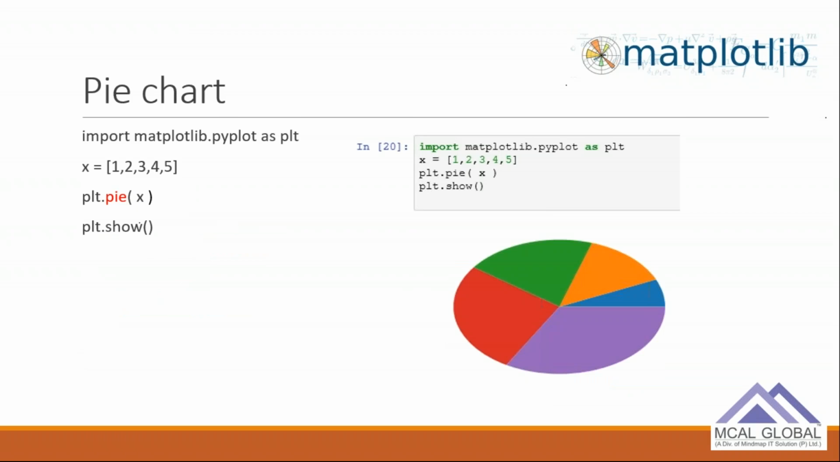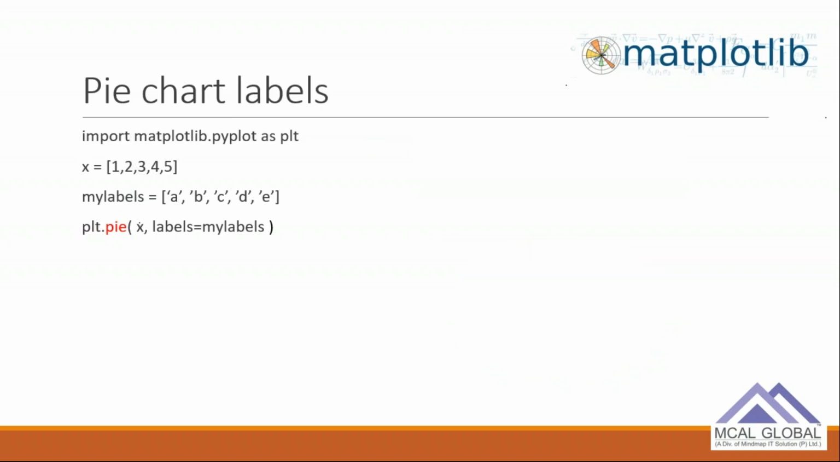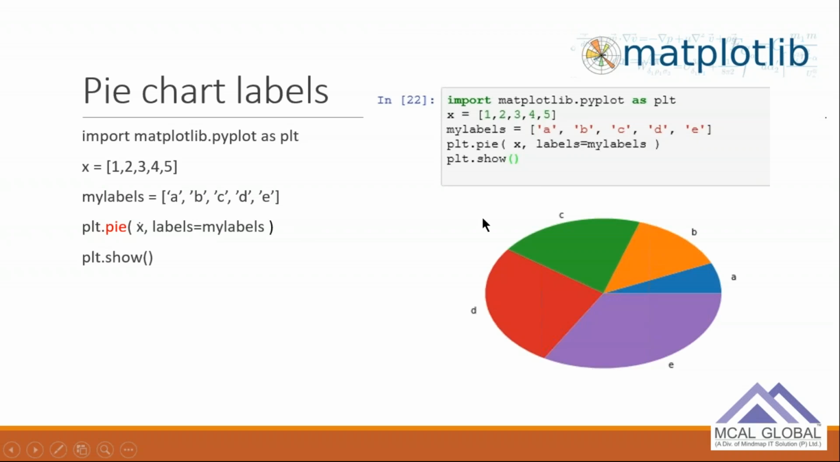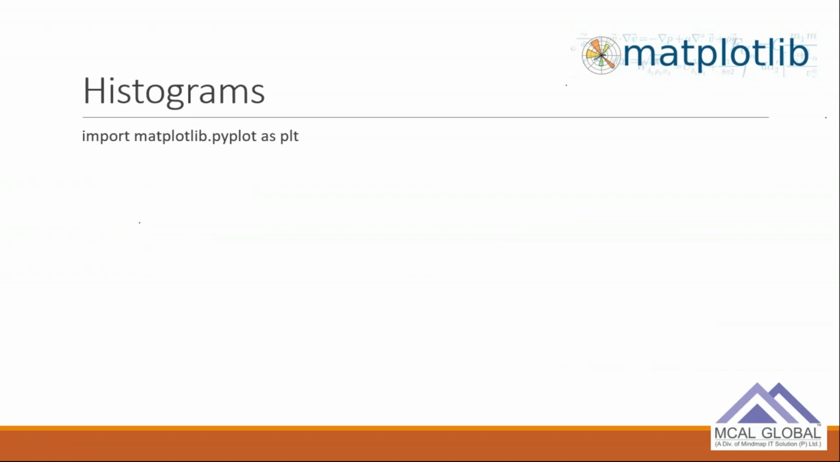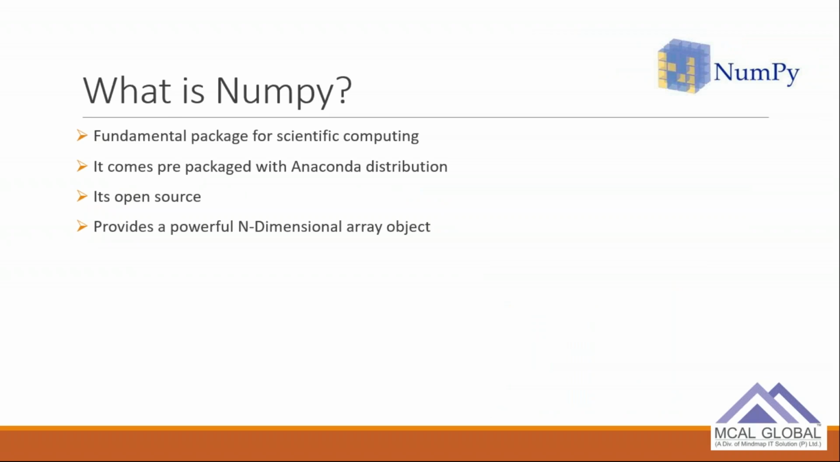Now some of you may have a question: how do you know the legends in the pie chart? Labels is my label, so you have to put it manually. My labels is a list, and you have to feed this list in here. Whatever you want to put will show here. So A, B, C, D, E. Histograms you have seen.